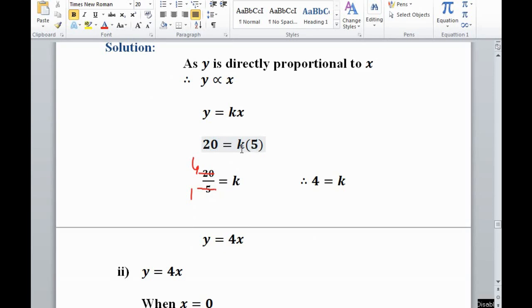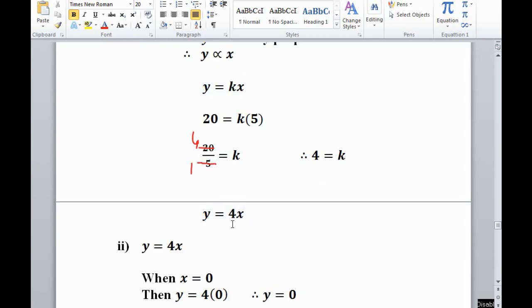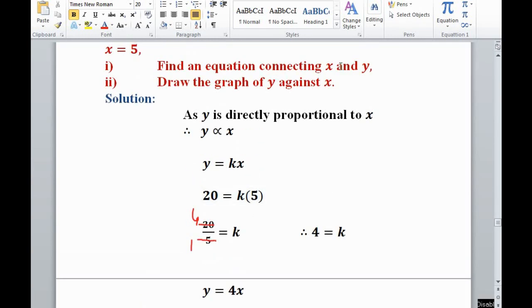To find k, let's take this 5 to the left side of the equation. Then the equation becomes 20 upon 5 equals k. Since 20 is a multiple of 5, 5 times 4 equals 20, so the value of k is 4. Now by putting this value of k in the equation y equals kx, the equation becomes y equals 4 multiplied by x.